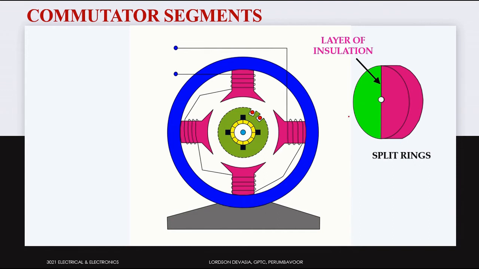Then commutator segments, this is the split rings, അതായത് സ്ലിപ്പ് റിങ്ങിനെ രണ്ടായിട്ട് ഡിവൈഡ് ചെയ്തു, and a layer of insulation is provided in between the two, then joined together, that is known as a split ring. So ഈ സ്പ്ലിറ്റ് റിങ്സ് കൺസിഡർ ചെയ്തത് ഒരു രണ്ട് conductors ഉള്ള കേസിലാണ്. And in an actual machine there are a larger number of conductors, so that the split ring is again split into different parts, and that is known as commutator. So this is the commutator segments.